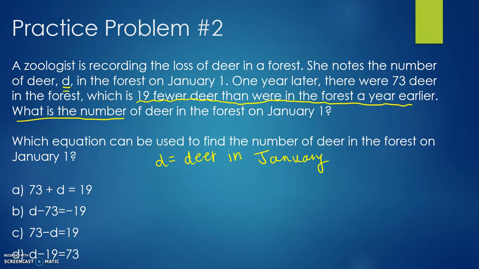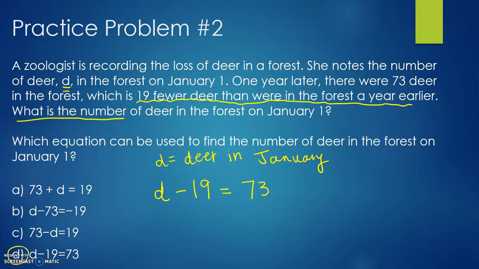We do know that to get to a year later, there's 19 fewer deer. That means the deer in January, take away 19, gives us what we know now, which is 73. If you had to figure out 19 fewer than 20, you would do 20 minus 19. That helps your brain think about the correct order for this. So my correct answer is going to be D.